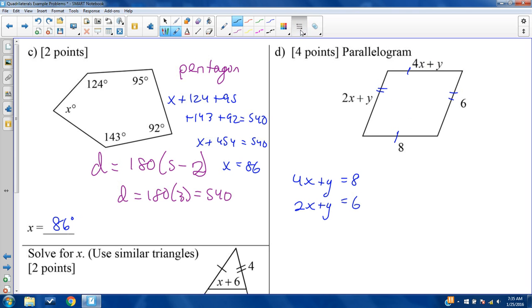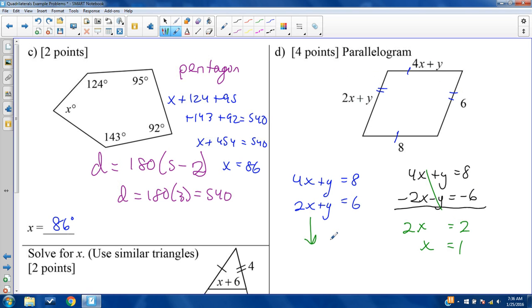This is set up very well for elimination. In other words, if I multiply the whole bottom by -1, I'll get -2x minus y equals -6, and I can add down the list where I combine like terms because both sides of the equation are equal. 4x minus 2x is 2x, y minus y is 0, and 8 minus 6 is 2. So x equals 1. Substitute, I'll take this equation here and solve for y, and y equals 4. Normally I'd write it as an ordered pair, but it doesn't really look like these are actual graph things or anything like that.